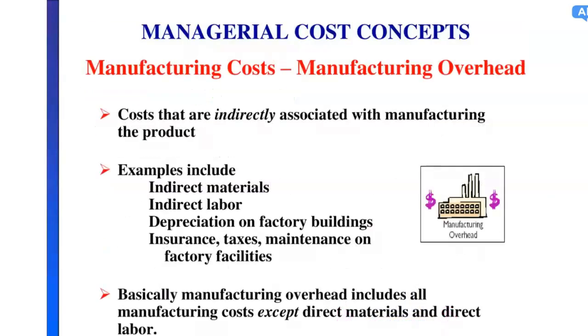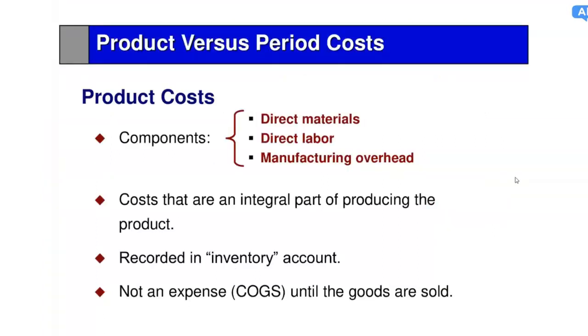That's manufacturing overhead. Costs that are indirectly associated with manufacturing. Examples: indirect material, indirect labor, depreciation on factory buildings, factory equipment, insurance on the factory, taxes paid on the factory, property taxes, maintenance that was carried out inside the factory and on factory facilities, okay? Basically, manufacturing overhead includes all manufacturing costs except direct material and direct labor costs and period costs.